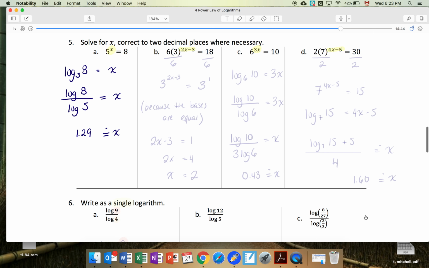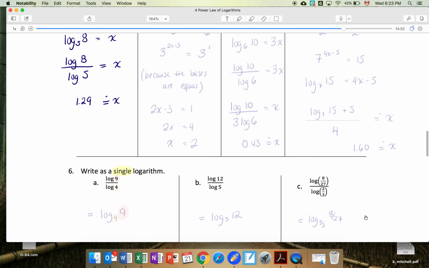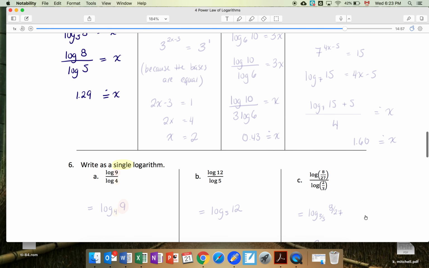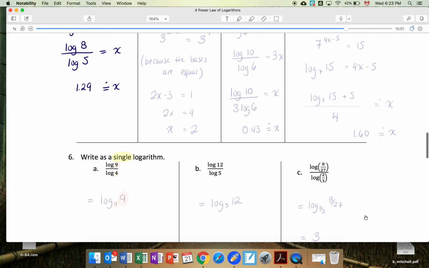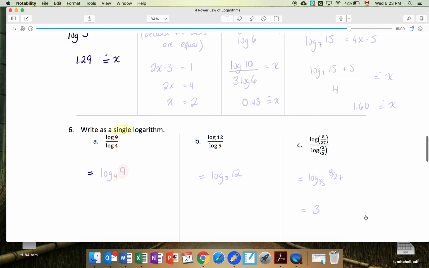So question 6 says to rewrite each of these examples as a single logarithm. So hopefully you can notice that in each and every single one of these questions, it's all log base 10, which means that because they're both the same base, I can use my change of base law just the other way around to rewrite it as one base. So this will become log base 10 of 9 divided by log base 10 of 4. So I'm going to rewrite this.